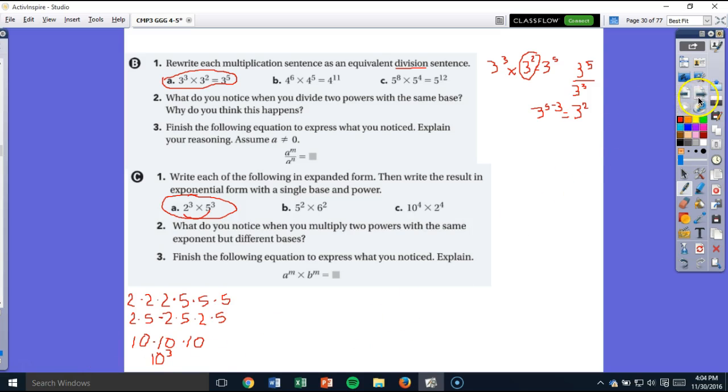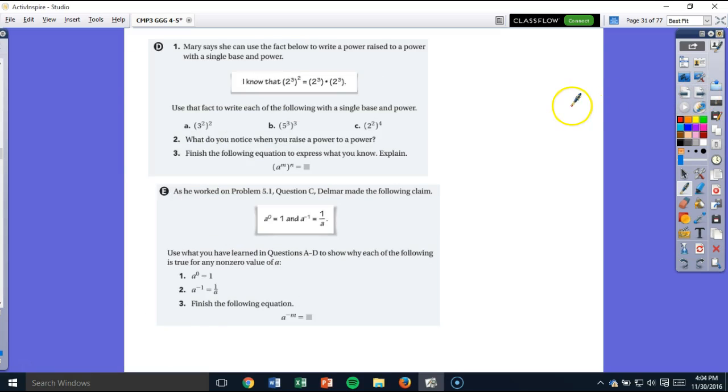We've gone through the first 3 rules with A, B, and C, and now we are going to jump over here to part D. At the top it says, Mary says she can use the fact below to write a power raised to a power with a single base and power. So she's saying that she knows that 2 to the third raised to the second equals 2 to the third times 2 to the third. Well, if that's the case, how would we rewrite this?